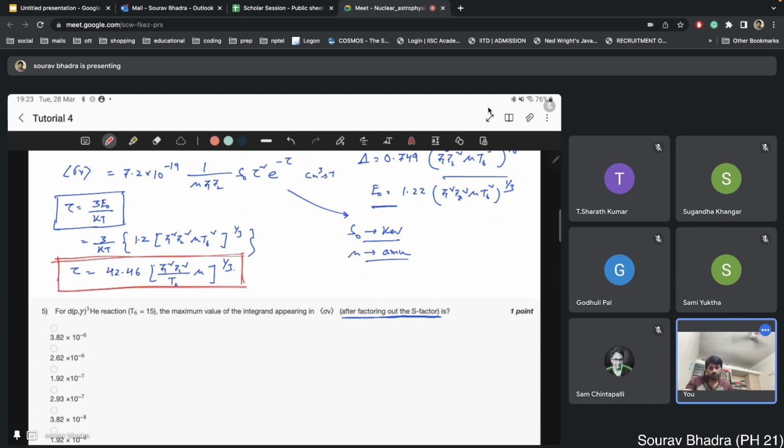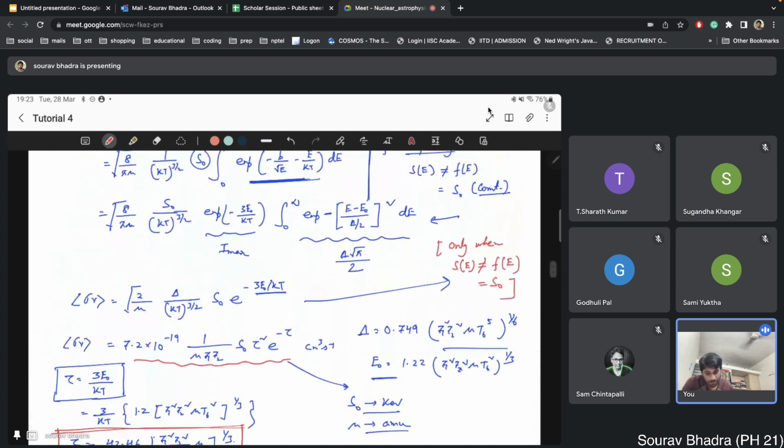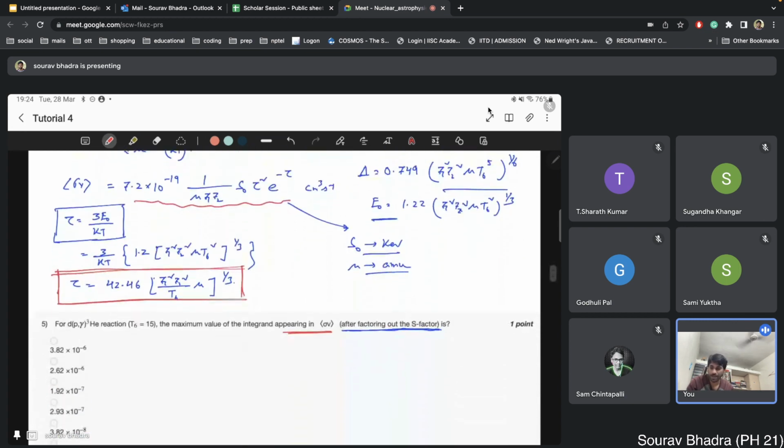So we have to calculate here the value of sigma v. Oh no, wait a second, the maximum value of the integrand. The maximum value of the integrand appearing in sigma v is this one, not the integration, because this maximum value is the peak value. So that I max we have to calculate.